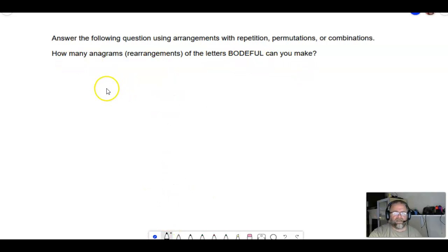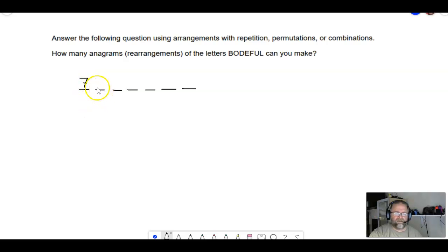So let's take a look at that. We have 7 places here: 1, 2, 3, 4, 5, 6, 7. For the first letter, there are 7 different possibilities. I can have a B, an O, a D, an E, an F, a U, or an L. So I'm going to write 7 here. There's 7 possibilities for the first one.